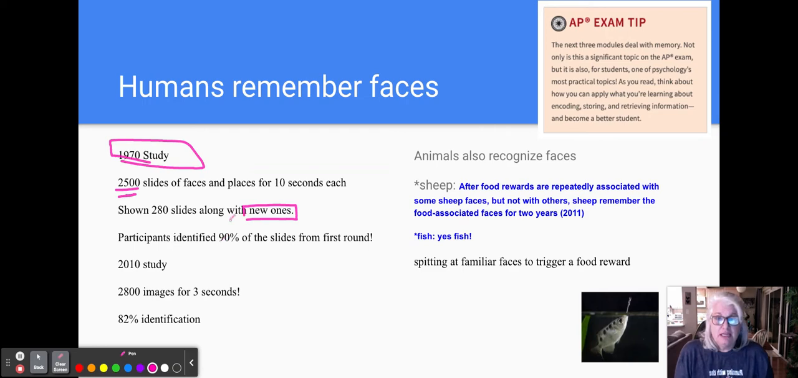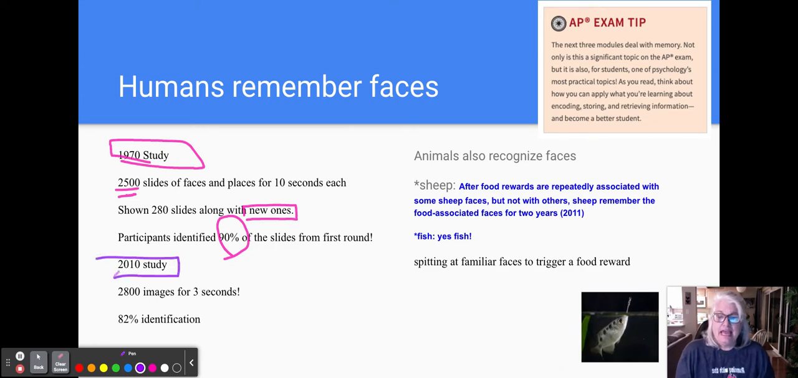And believe it or not, the participants were able to identify 90% of the faces that were from the original slideshow. I just think that's incredible. They only saw them for 10 seconds, and yet they were still able to identify that they'd seen them before.